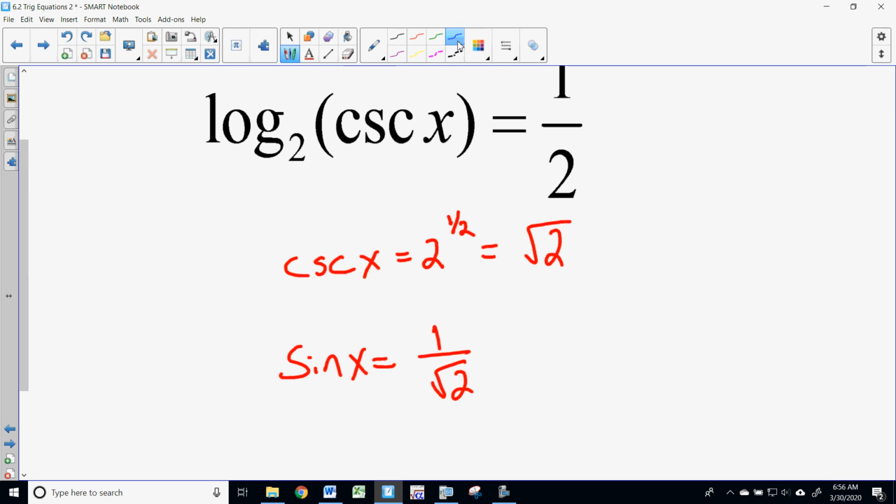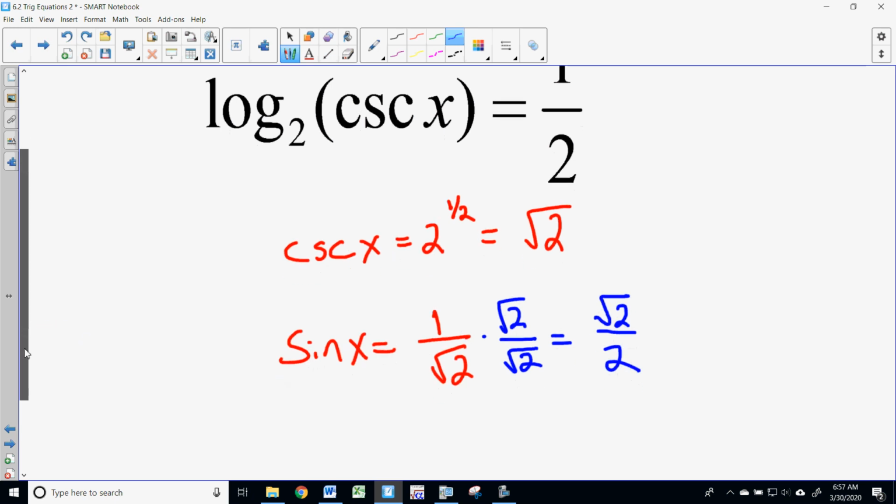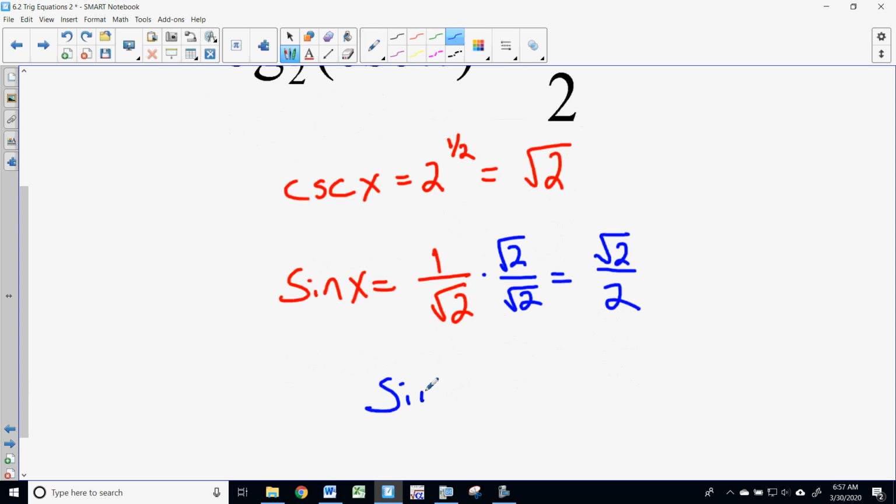And remember, when we do these, we should always get values that are on your unit circle. That kind of helps you to make sure you're doing it correctly. So we need to put this in a different form here. We rationalize the denominator when we did this. So 1 over the square root of 2 is the same as the square root of 2 over 2. So you can see we're now at sine of x equals square root of 2 over 2. And so from our unit circle, that's 45 and 135.